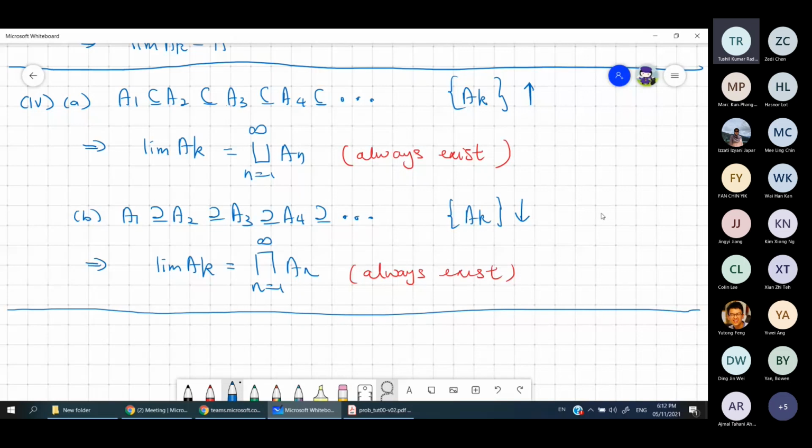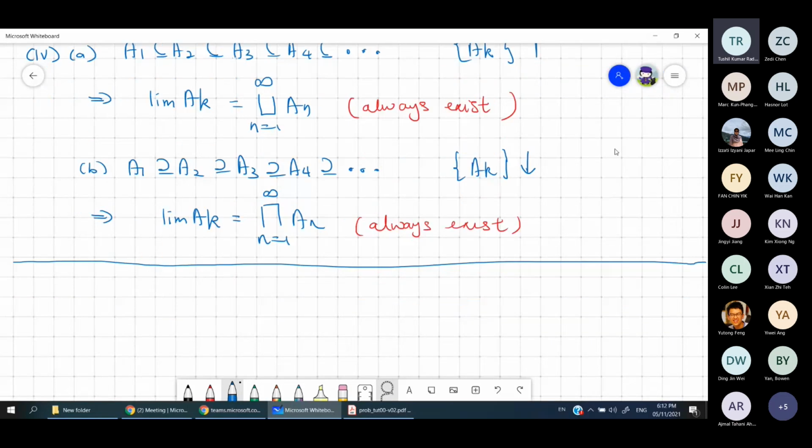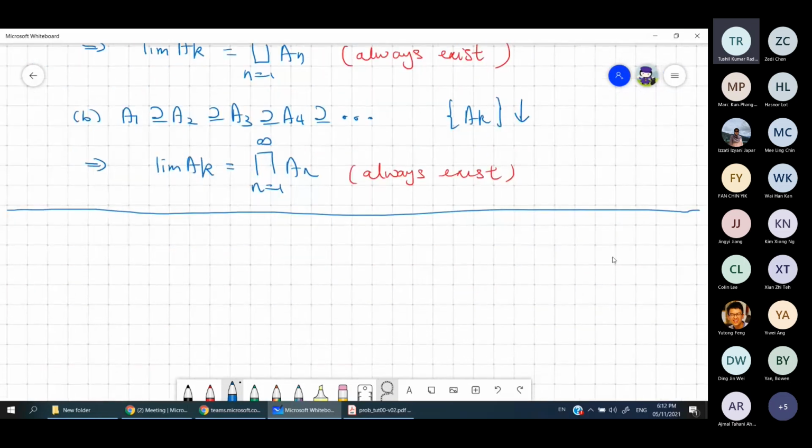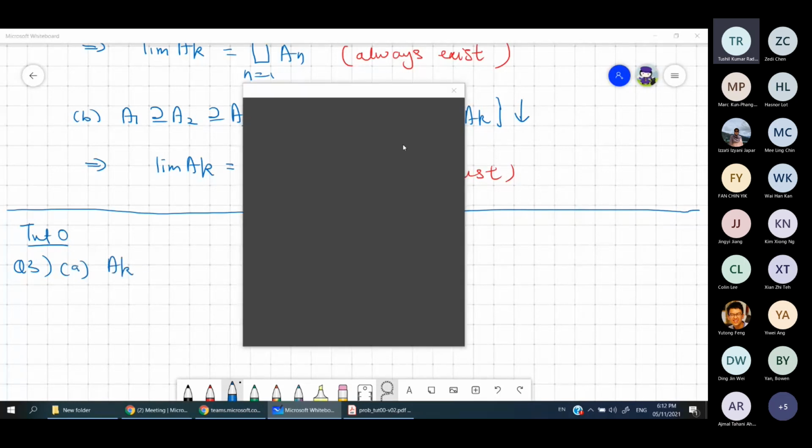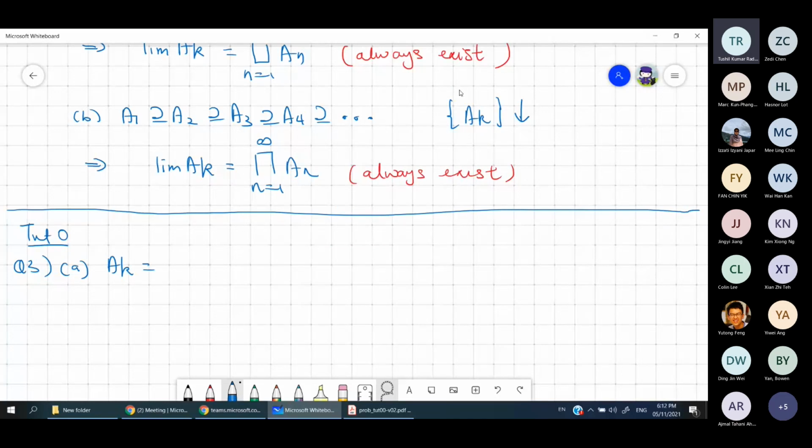Okay, so we can use all these concepts to solve our question three. Let's look at the first case. I think this is straightforward. A_k is equal to this interval, open-close interval (1/k, 2]. So I think you can easily see that.